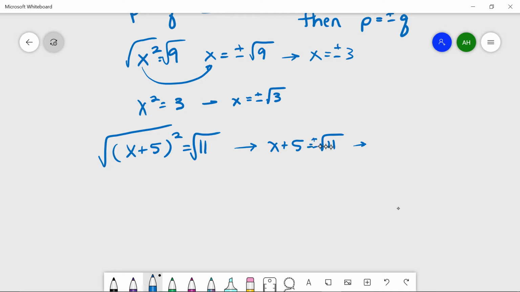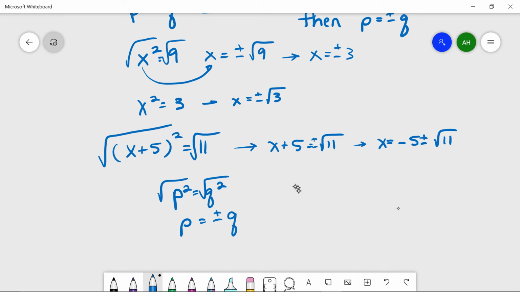Okay, this is going to be positive, plus and minus. So now I have that x equals negative 5 plus or minus the square root of 11. Okay, and going back, starting with that p squared equals q squared, take the square root of both sides. So then p equals positive or negative q.